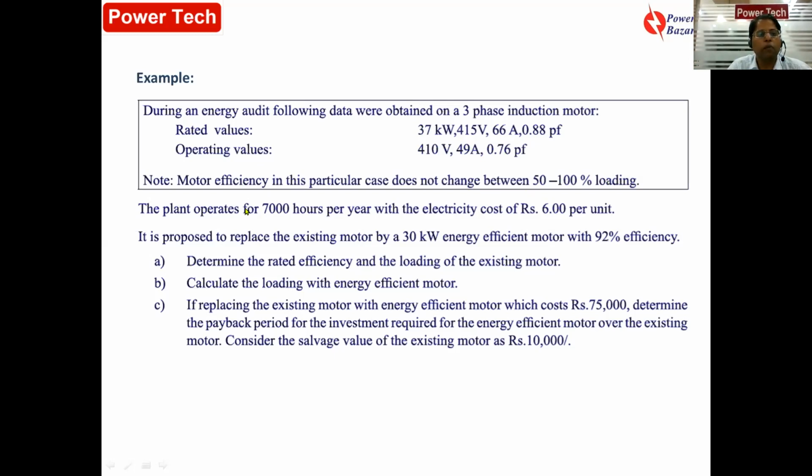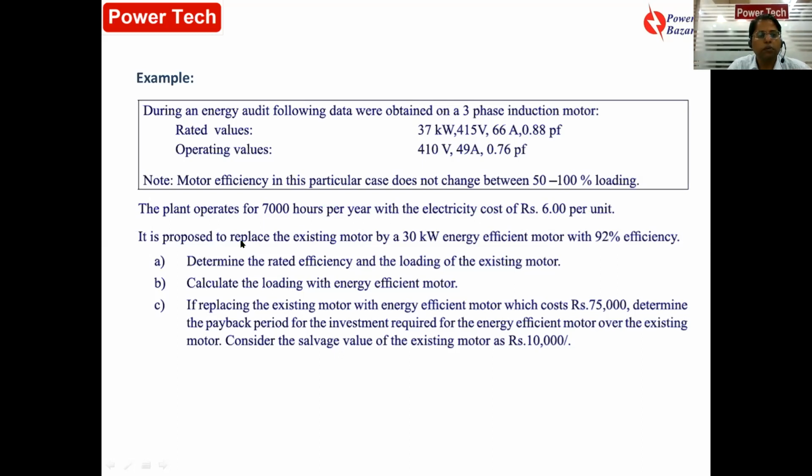Now the plant operates for 7,000 hours in a year. In a year, what is the number of hours? 8760, that is 24 into 365. But the plant operates for 7,000 hours. Electric energy charge is 6 rupees per unit.